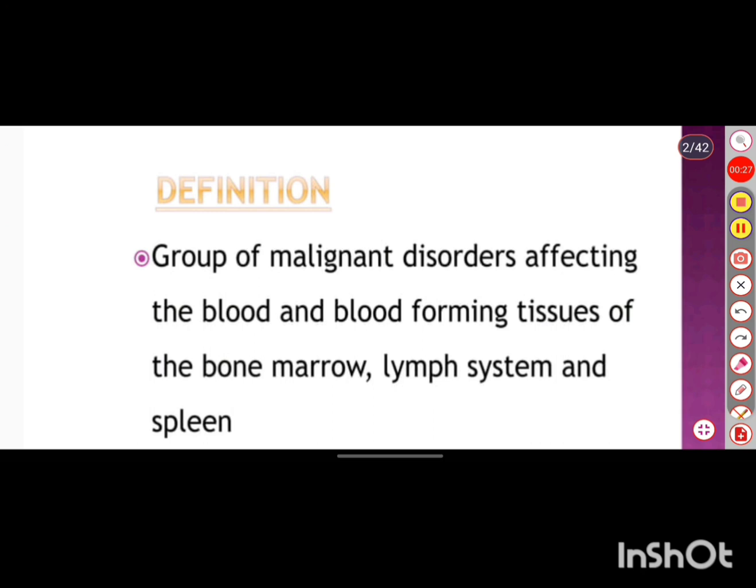First we will see the definition of leukemia. So leukemia is a group of malignant disorders affecting the blood and blood forming tissues of bone marrow, lymph system and the spleen.